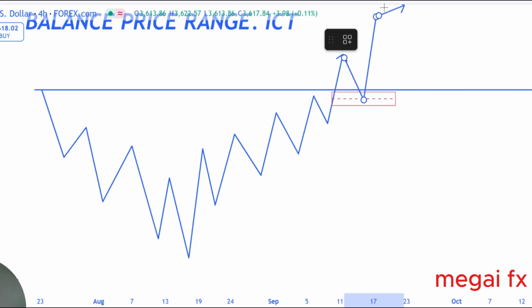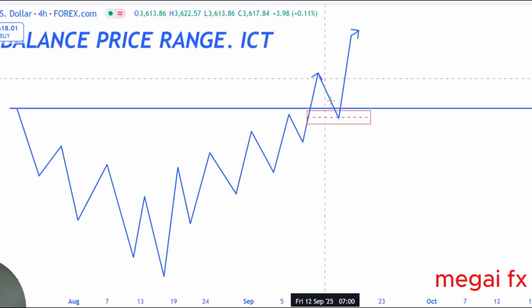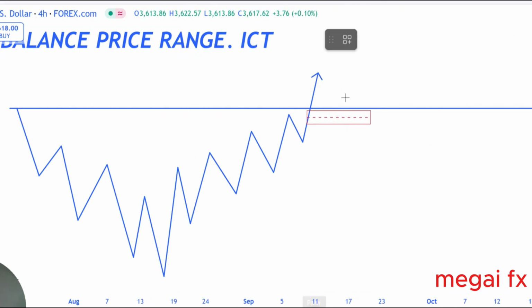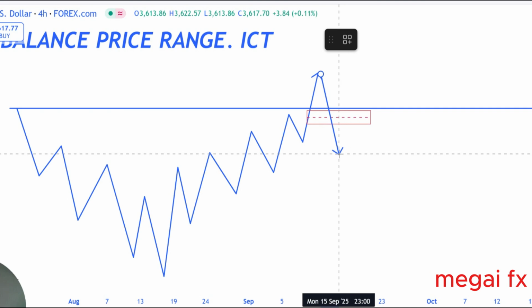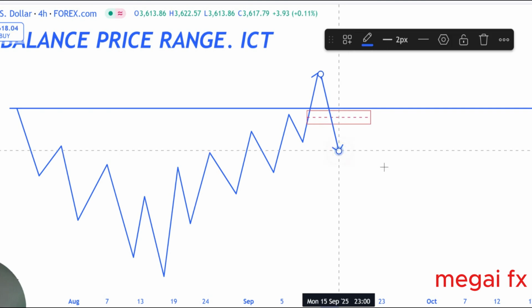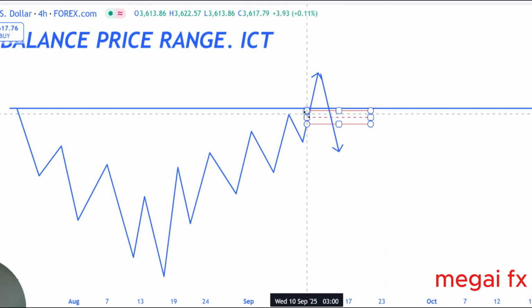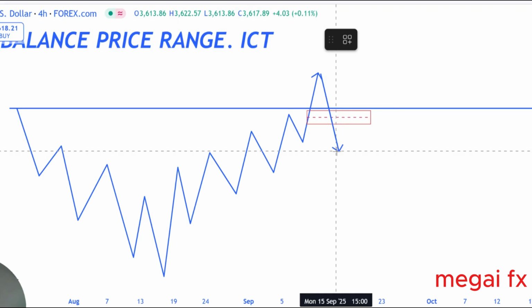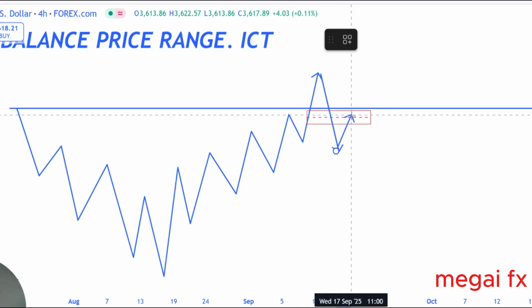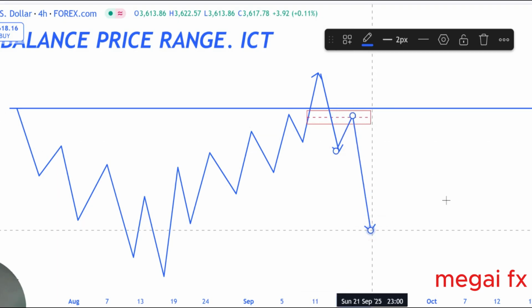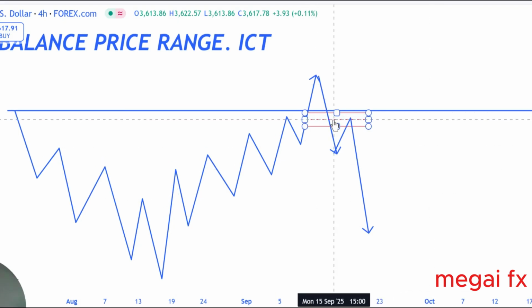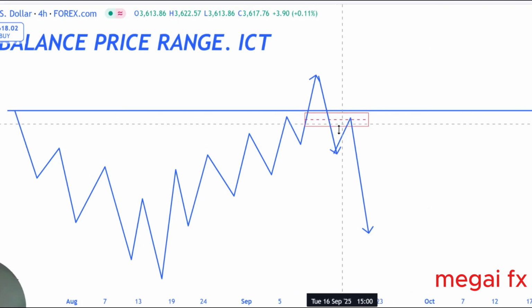So if this fair value gap fails to support price and price gives us something like this, aggressively closing below the fair value gap created before, then the overlapping of the bearish fair value gap and the bullish fair value gap becomes our balance price range. So what we'll be looking out for is for price to return to the fair value gap and give us a move to the downside. The overlapping of the bullish fair value gap and the bearish fair value gap gives us what we call balance price range.